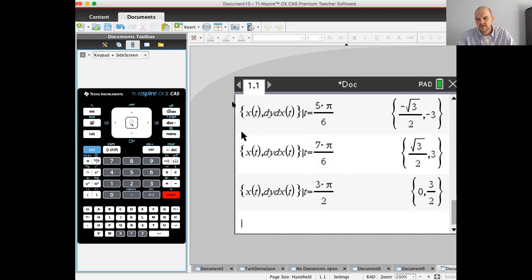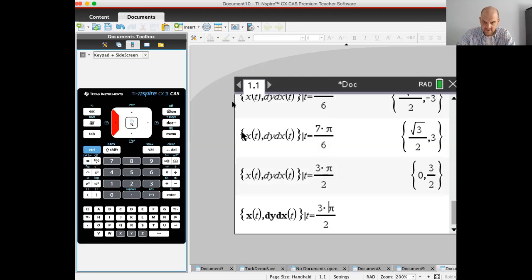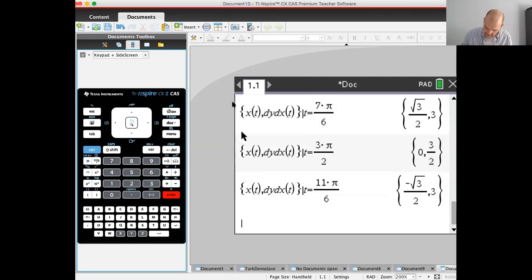3 pi over 2. So 3/2 x. 3/2. Right, x minus 0 though. Not a duplicate. None of these are duplicates. And then 11 pi over 6. Y equals negative radical. Nope. Ah, crud. Am I flipping these? No, that's the first one that I messed up. I put the x coordinate for the slope. I should have just done it super generically. Plus radical 3 over 2.